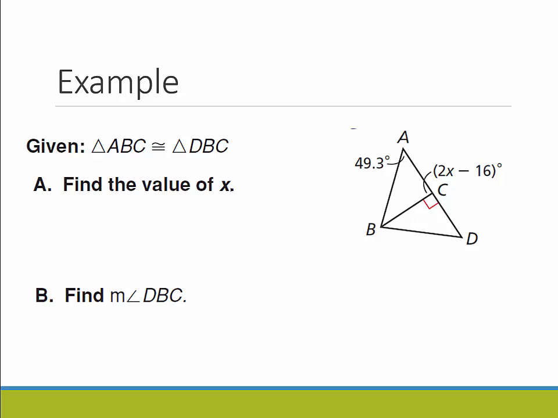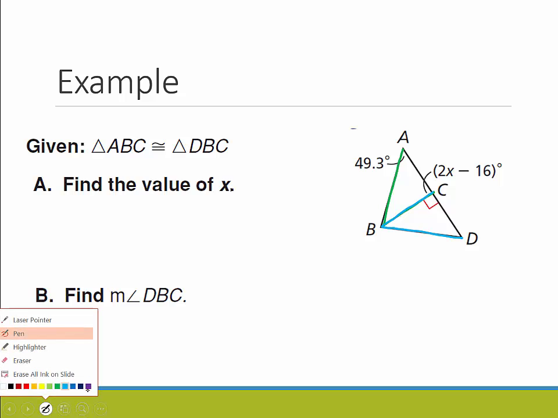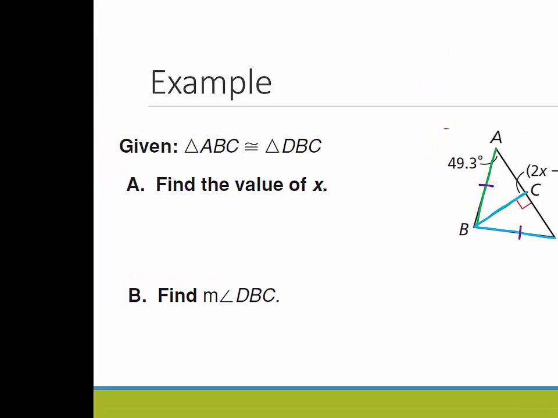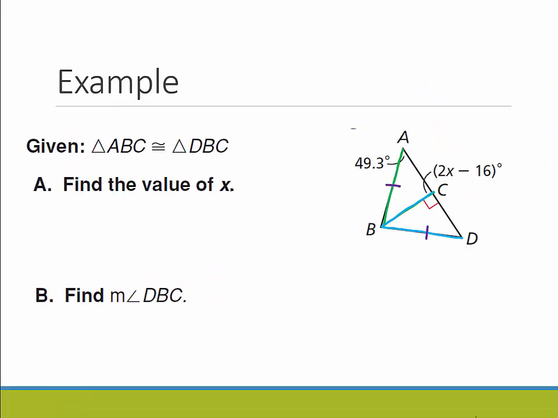So let's do an example. Again, remember, order matters. So triangle ABC, so here to here to here, is congruent to triangle DBC. If we want to mark where things are congruent, AB has to be congruent to BD, and then angle A has to be congruent to angle D, and then this angle here has to be congruent to this one here, and then finally this one here has to be congruent to this one here. Obviously these are the same, so that means these have to be the same.